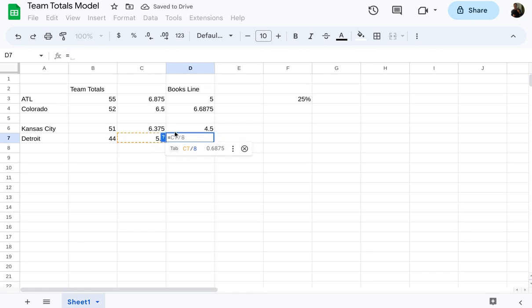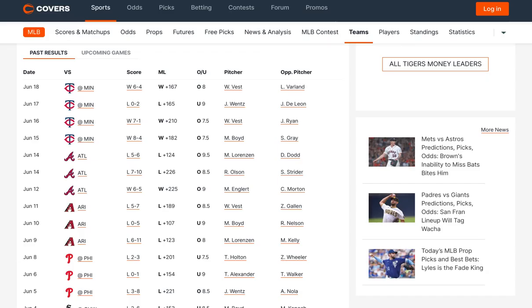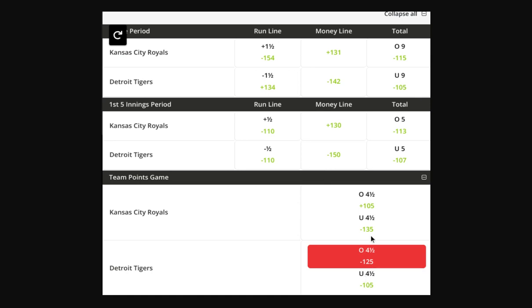And let's average these two together. So click here, plus this number, divided by 2. And we get 5.9. Look at the team total line. I actually took a screenshot of the sports book. Look at the team total line. There it is right there.